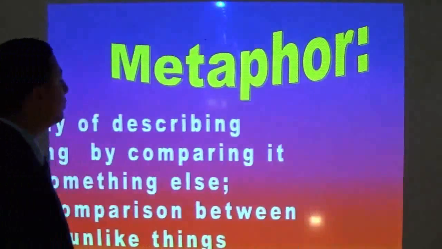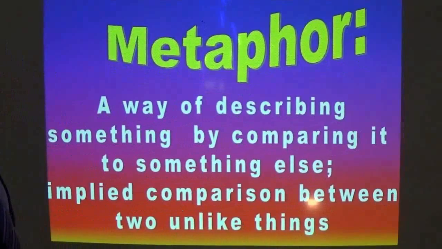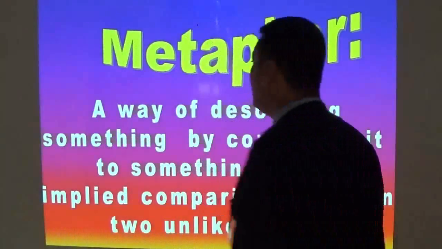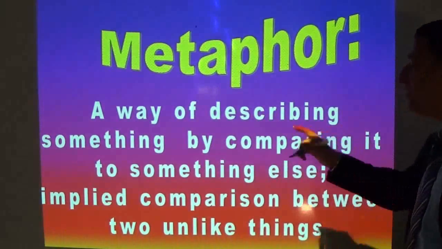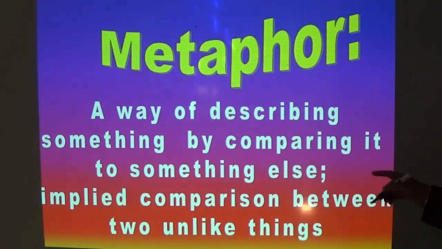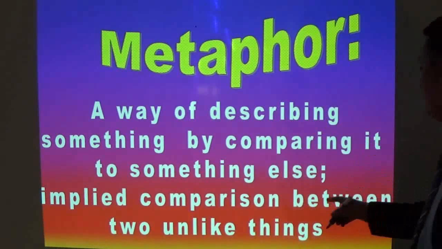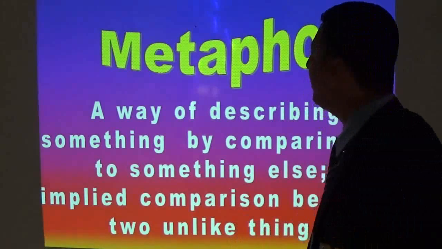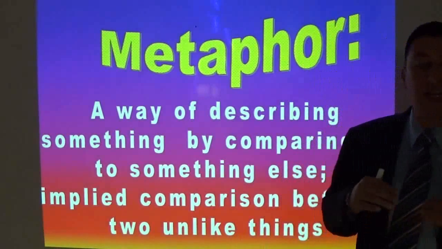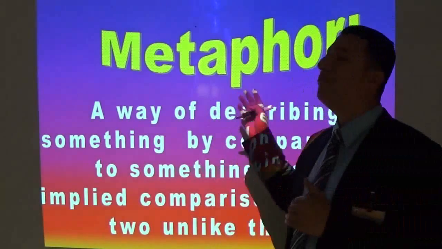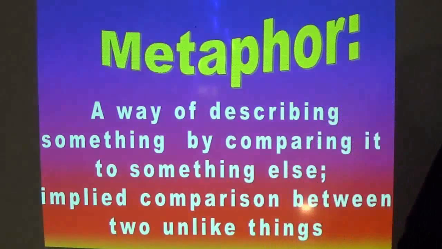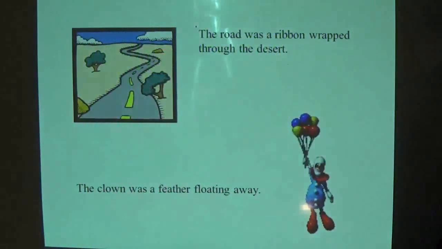The next slide is called metaphor. What is the meaning of metaphor? Metaphor is a way of describing something by comparing it to something else. It is an implied comparison between two unlike things. When we speak about two unlike things, this is called metaphor. Let's take some examples about metaphor.